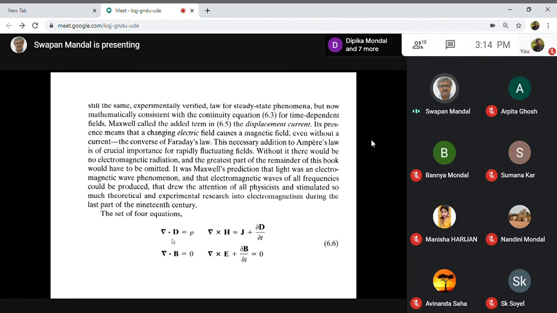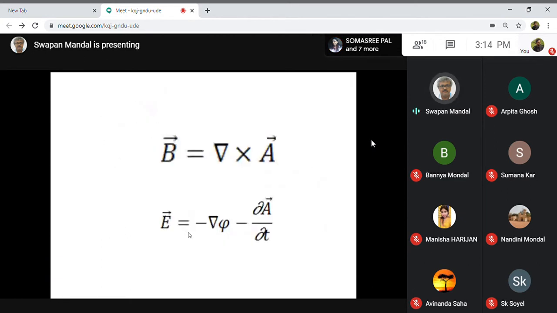In this equation, you have to replace E with minus gradient of phi minus del A del T. Could you follow me? Divergence of E equal to rho by epsilon 0. The divergence of E, instead of E, you have to put this one. If you take the divergence of E, what does it mean? Minus del square phi minus the divergence of this vector; del T you take outside, del T of divergence of A. Could you follow me?